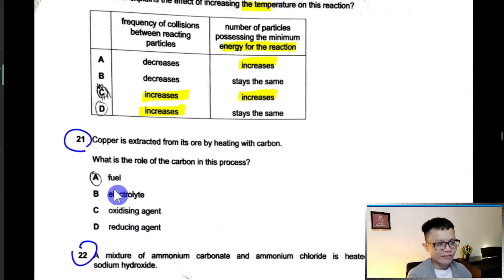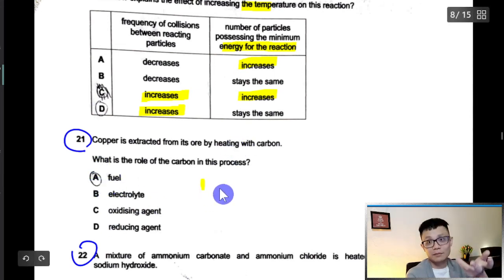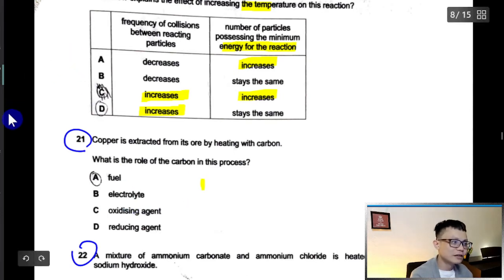If you put fuel, fuel means Tesla car. You want to put a car, then I put fuel. Carbon, correct, you can use as fuel. So the more correct answer will be the reducing agent.